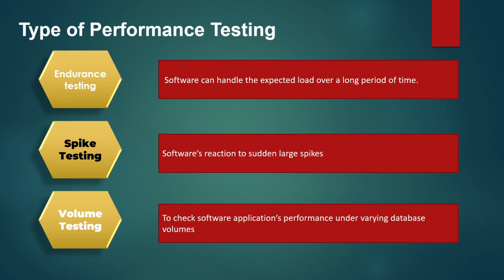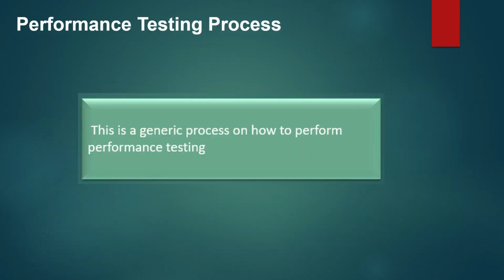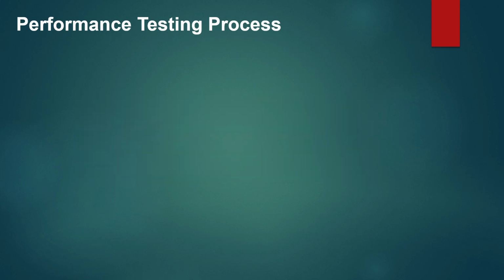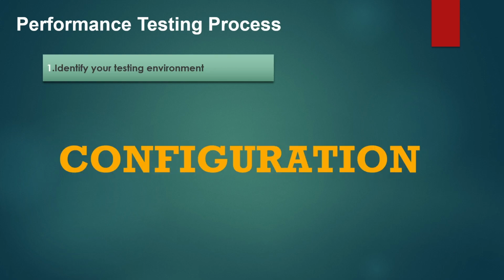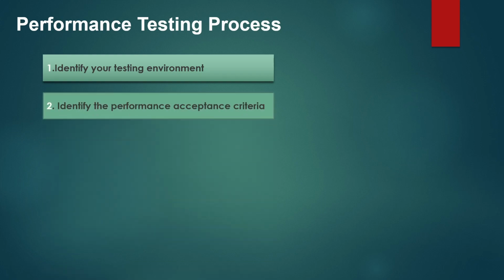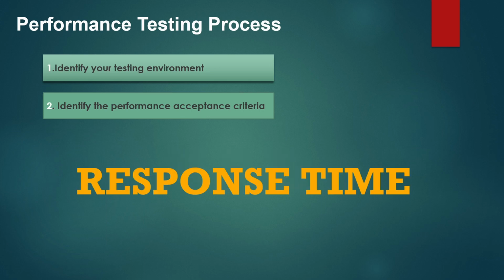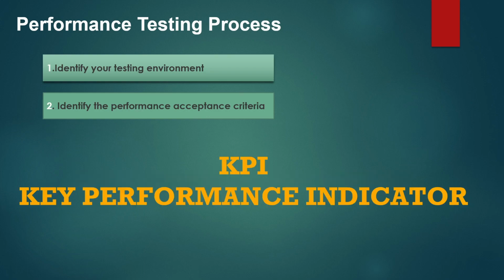Now let's look at what is the performance testing process. This is a generic process on how to perform performance testing. The first one is identify your test environment. It should be similar to the production environment in terms of hardware, software, and configuration parameters, and the code version too. The next one is identify the performance acceptance criteria. Basically, this includes SLA and KPI. This includes goals and constraints for throughput, response time, and resource allocation. KPI means key performance indicator. For example, the client looks for each click not to take more than 2 seconds. This is also considered one of the SLA or KPI.